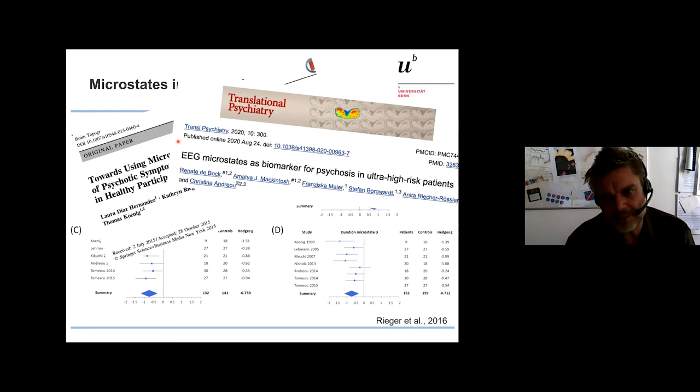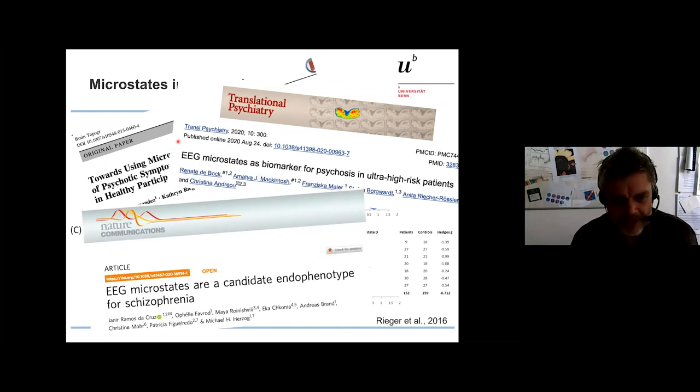Here is a paper from the group of Christina Andreu, who was working in Basel at that time when she did this. She showed that these microstate changes that we observe here are already present in patients that are at a high risk of developing schizophrenia, and that they are already predictive for a conversion to psychosis. Okay, these are things that are just coming out now. And here is a paper from the EPFL, actually, from Yanni Ramos da Cruz, from Michael Herzog's group, who showed that we see similar changes in these EEG microstates also in unaffected siblings of patients with schizophrenia.